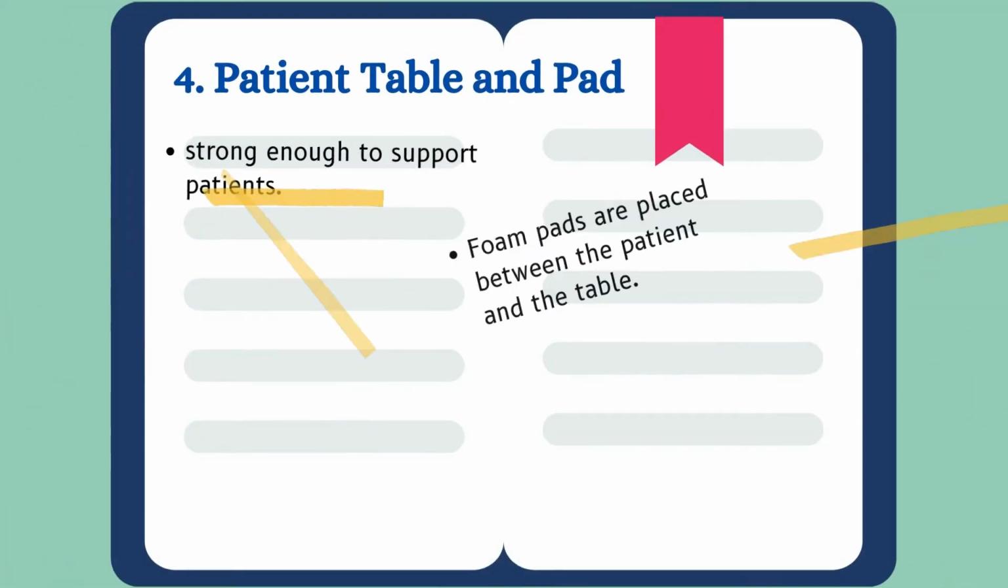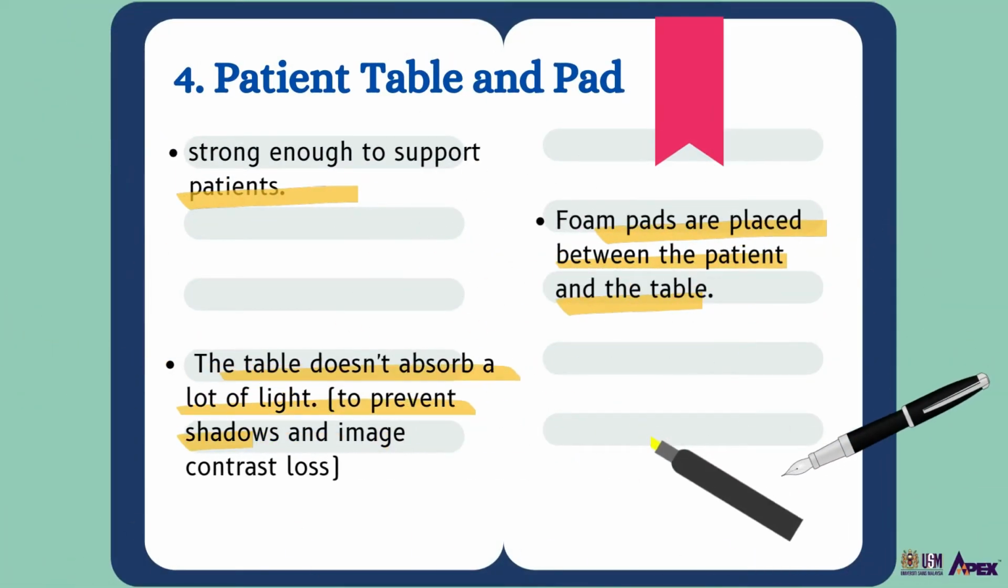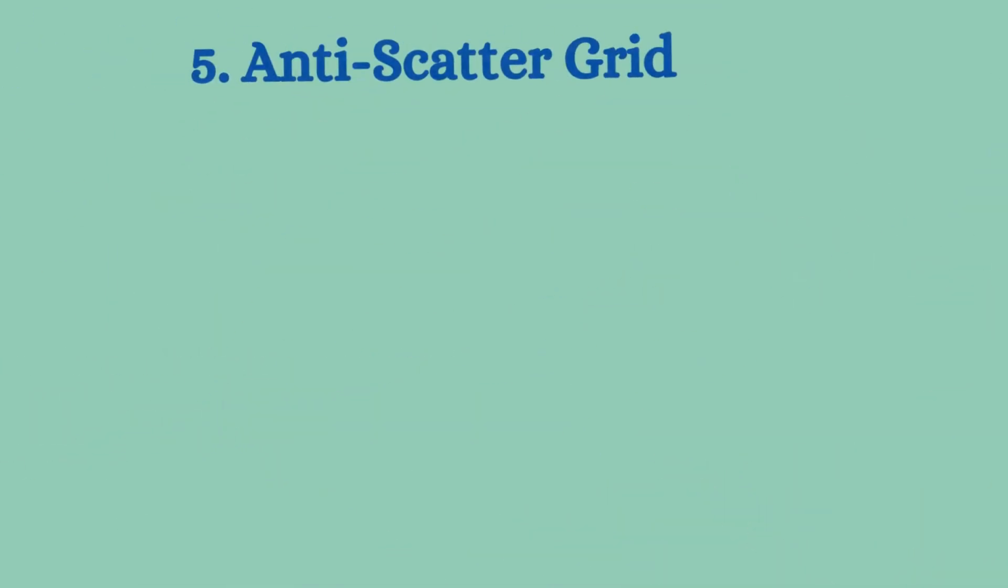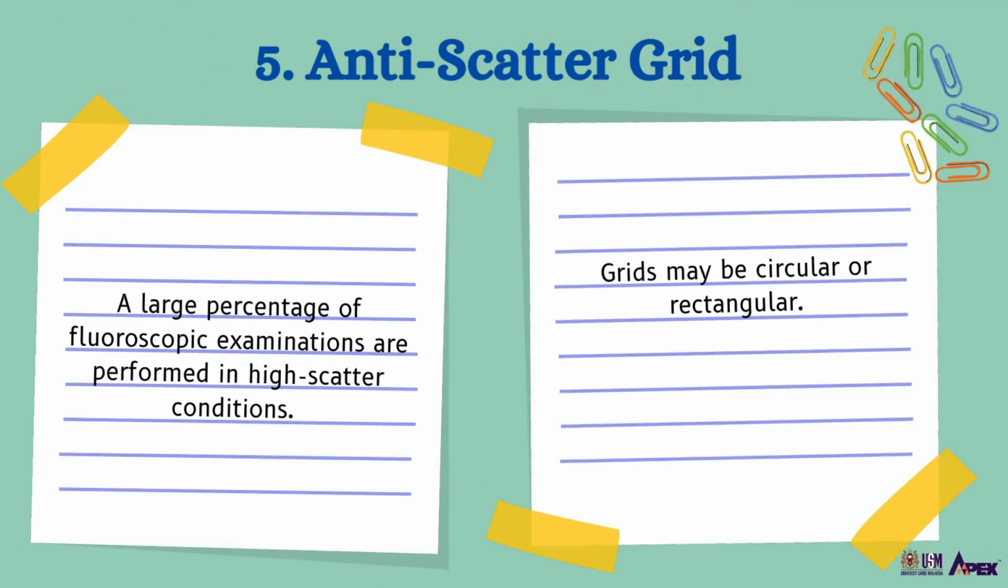For patient table and pad, the patient table should be strong enough to support patients. The table doesn't absorb a lot of light to prevent shadows and image contrast loss, and the foam pads are placed between the patient and the table. Anti-scatter grid is needed as a large percentage of fluoroscopic examinations are performed in high scatter conditions. These grids may be circular or rectangular.